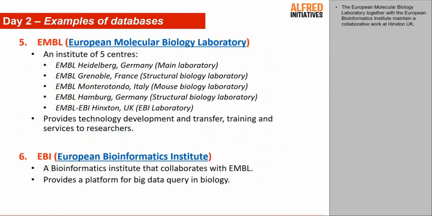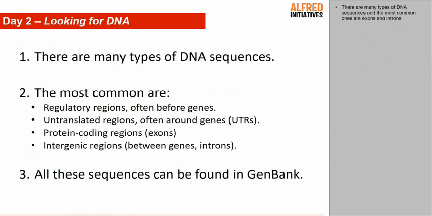The European Molecular Biology Laboratory, together with the European Bioinformatics Institute, maintains a collaborative work at Hinxton, UK. EMBL itself has another four different research laboratories in Germany, France, and Italy. Specifically, the European Bioinformatics Institute provides a platform for big data query in biology. There are many types of DNA sequences, and the most common ones are exons and introns. All these sequences can be retrieved in GenBank.